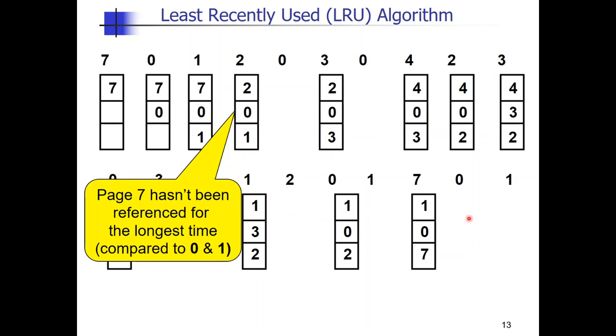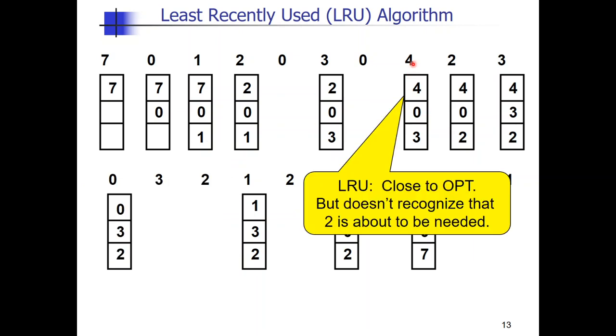This will have fewer page faults than FIFO, but we definitely have more than optimal because we are not looking in the future. For example, if we look at the page reference for 4, we brought in 4 to replace 2, but because we did not have the ability to look in the future, we threw out 2 here and then we accessed 2 right here. LRU's performance is close to optimal, but it still doesn't do as well because it doesn't recognize, for example, over here that 2 was about to be needed in the future.